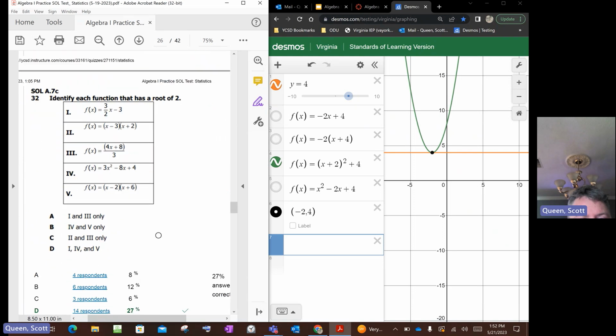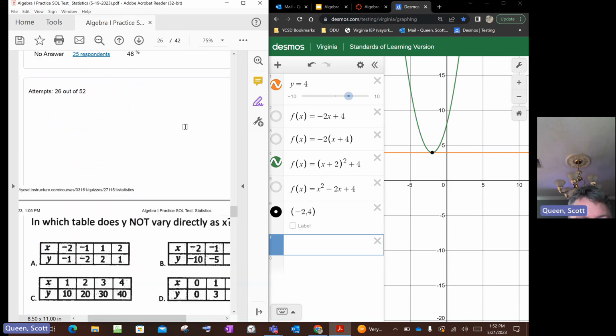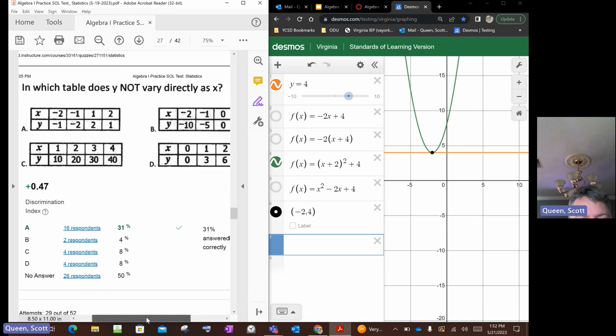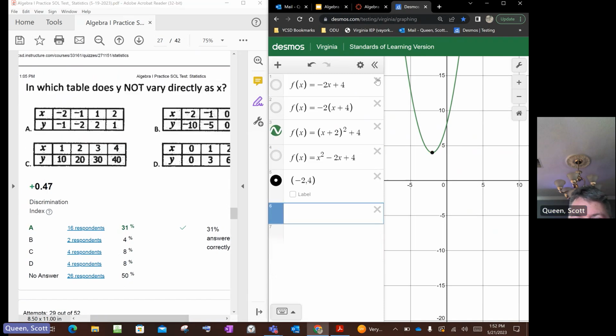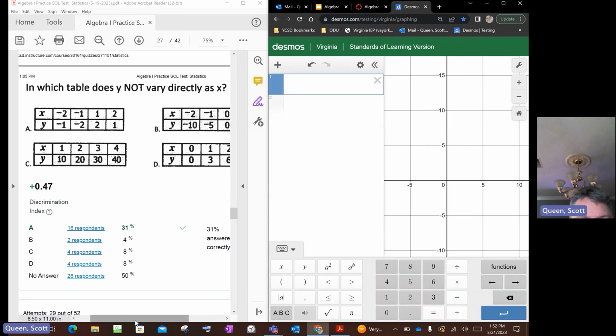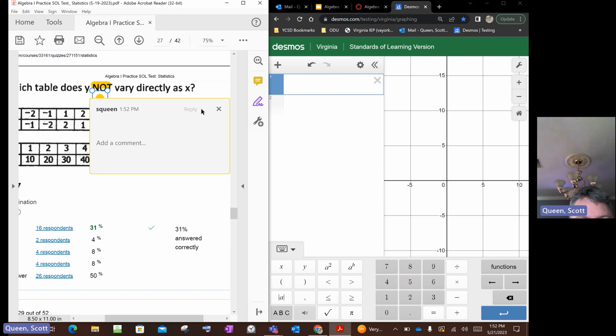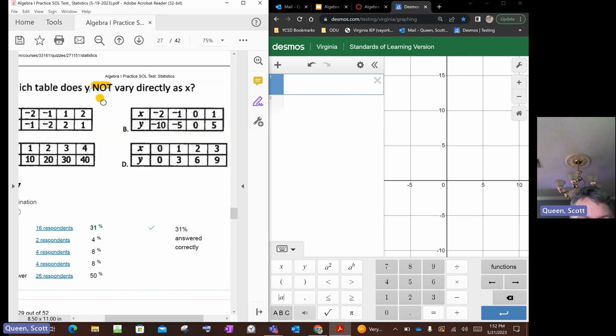32, word problems are scary looking. We'll come back to this. And believe it or not, I see the word root, so that's not really that scary, but we'll come back anyway. All right, I see tables. This is not difficult, but you need to remember a few things. First thing I see when I read this, which table does not? I see the word not. That's pretty important. Not. Make sure we stand that out. Varies directly, not varies directly.